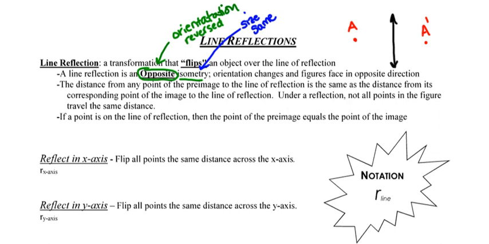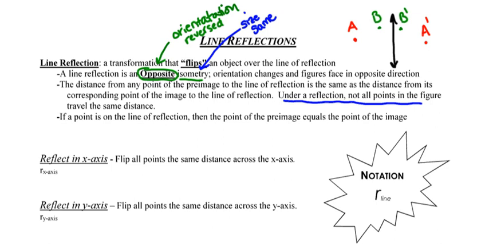So what's important here is that under a reflection, not all points in the figure will travel the same distance. That's different than what we looked at with respect to the translation. For instance, a point that's a little bit closer to that line of reflection, like point B, will travel not quite as far as point A, which was further away from that line of reflection.